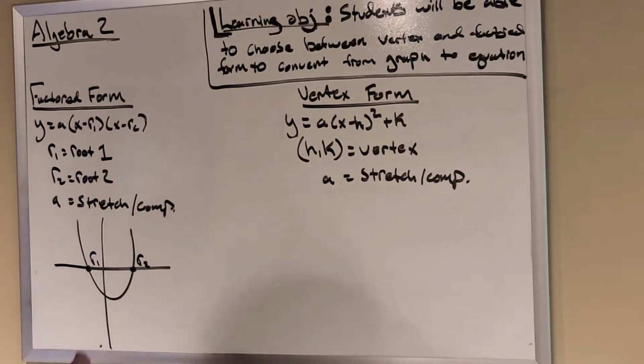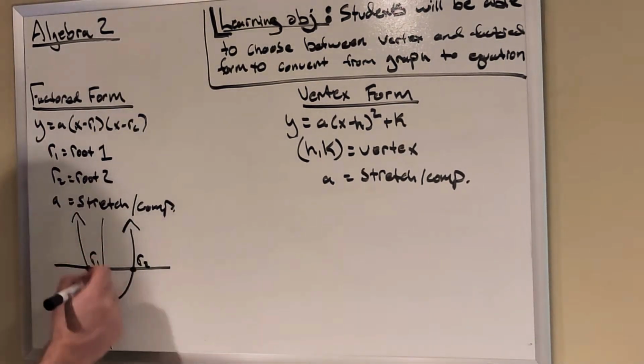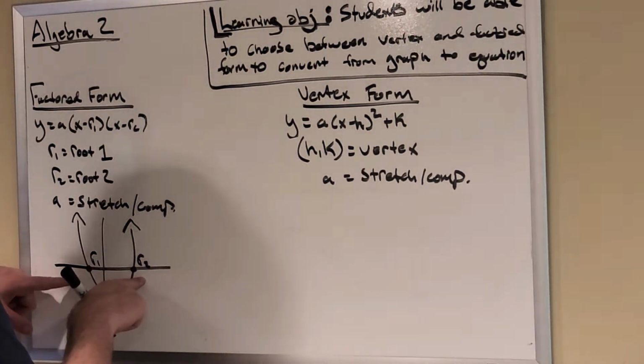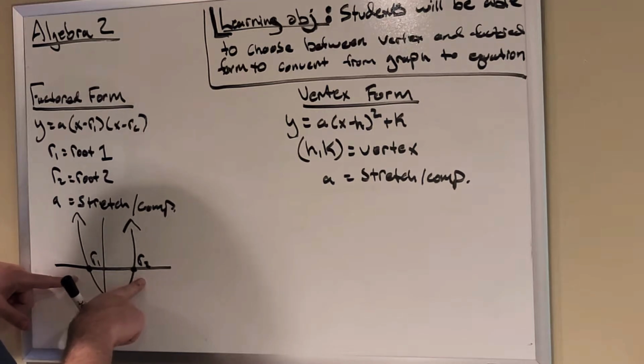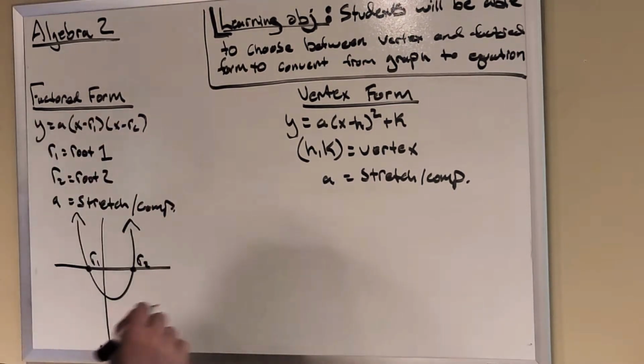Okay, and if we have a graph that looks something like this, and we can see clearly where it crosses the x-axis, that is when we want to use factored form. That's when we want to put it into factored form because we're given the roots and we can place them right into that.